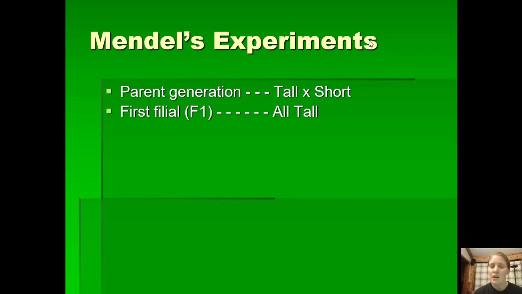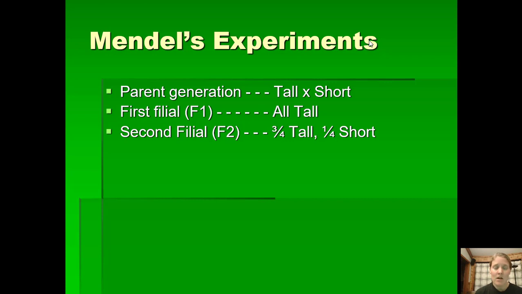That was interesting, and he just identified that the short trait must be masked or covered up by the tall trait. So he took those tall plants and let them self-pollinate, and he grew those resulting seeds into plants and identified 3/4 of those as tall and 1/4 of them as short. So that again showed that the recessive smaller trait came back in that second generation.